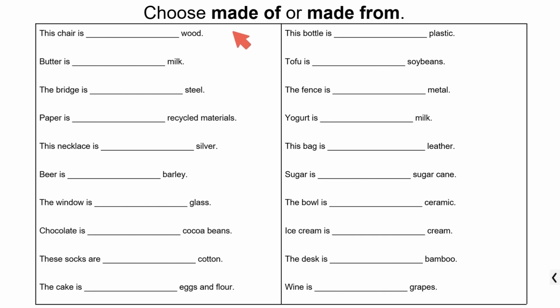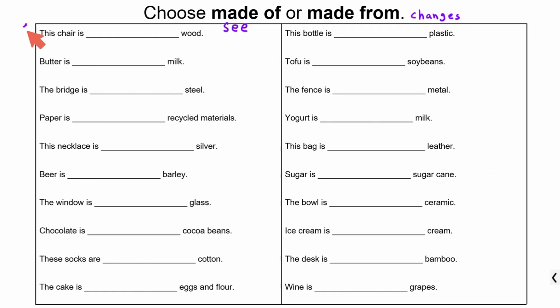Think of it like this. If you can still see the material, we use made of. If the material changes, we use made from. So let's write our clues. For made of, we write C, and for made from, it changes. If you can remember these two clues, you should have no problem choosing the correct answer.